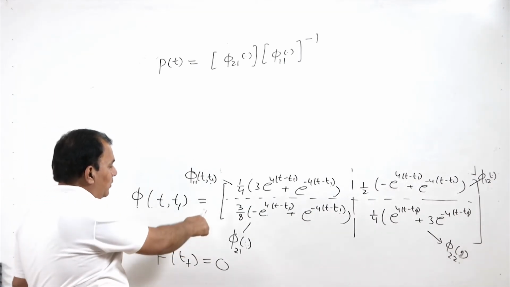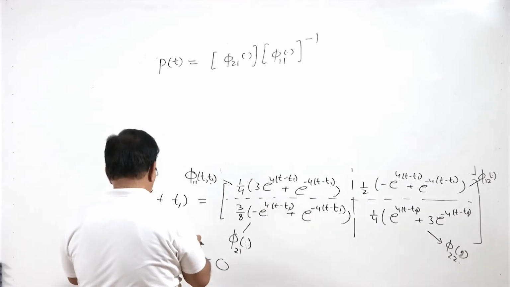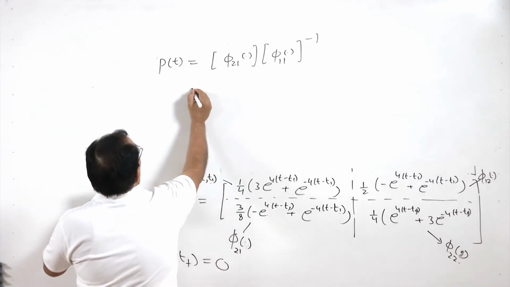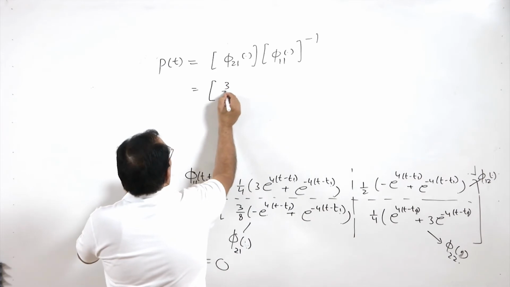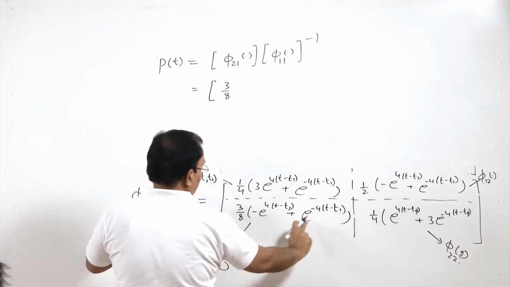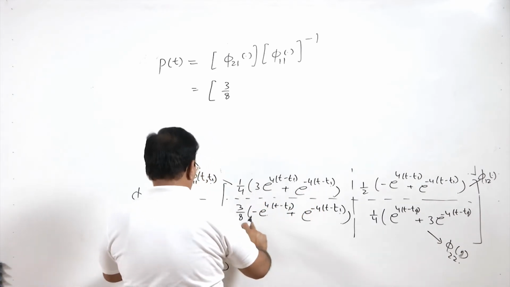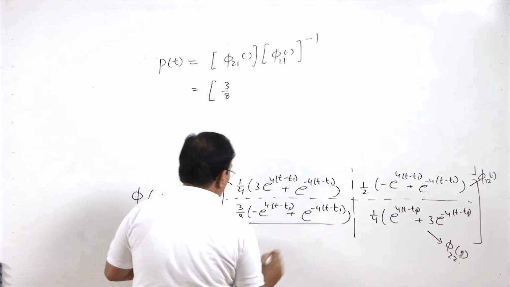And what is my phi 21? 3 by 8, minus e to the power minus 4. So, this I can simply write as, so I am writing nothing but phi 21, this is 3 by 8 this term. So, this is my phi 21.